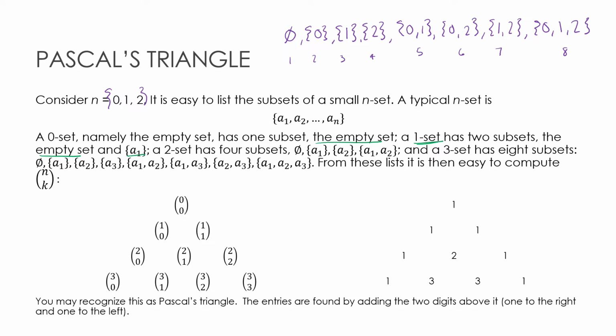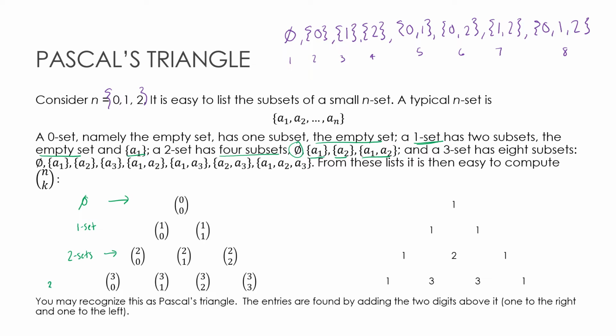Now, before I continue, let's look down here. This would be for my empty set, 0 choose 0. Okay? This would be for my 1 set. I have one element, and I can either choose 0 or I can choose 1, either one. And that's what I've listed so far. So now let's take a look at my 2 sets, which have 4 subsets.